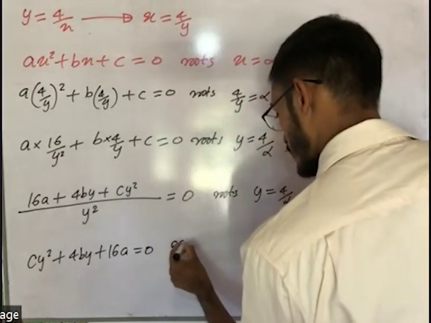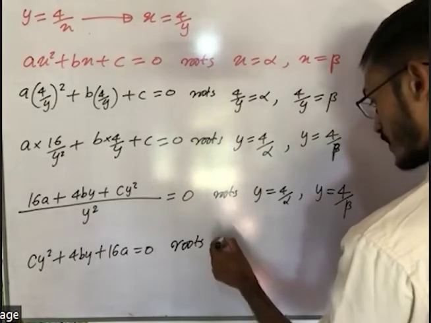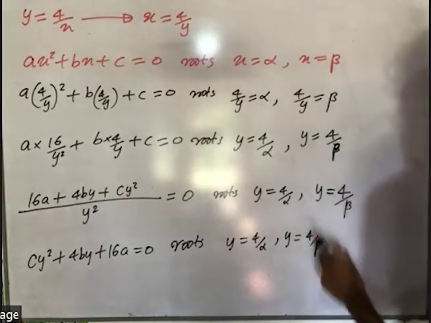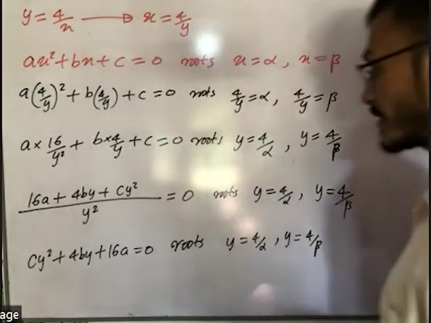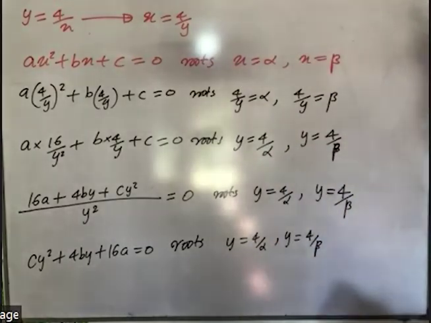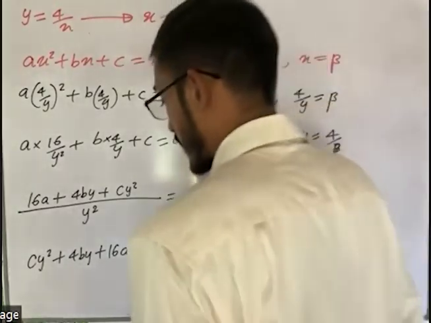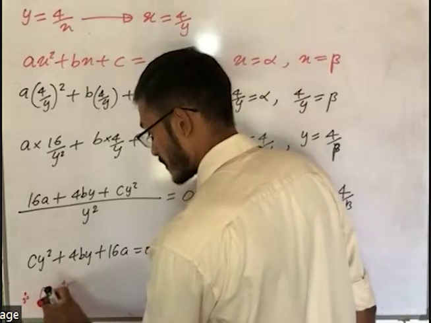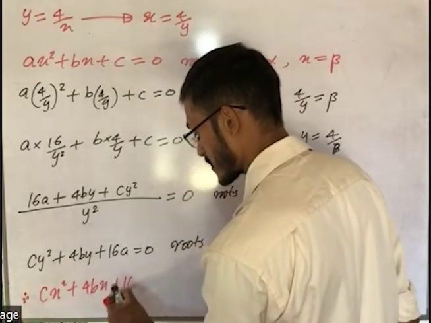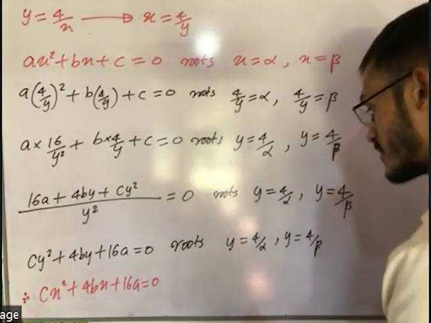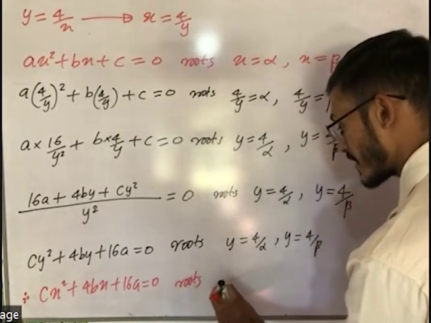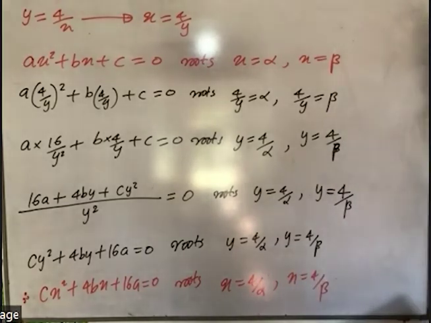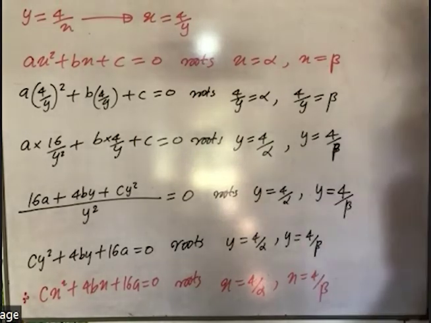Right? Here the roots are y equal to 4 over alpha, comma, y equal to 4 over beta. So this is the quadratic equation with roots 4 over alpha and 4 over beta. Instead of y, we can write the same equation using x. So we can write cx square plus 4bx plus 16a equal to 0. Here the roots we can write as x equal to 4 over alpha, x equal to 4 over beta, right? So this is the final answer.